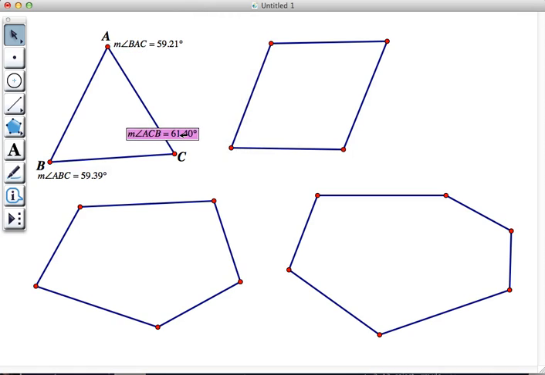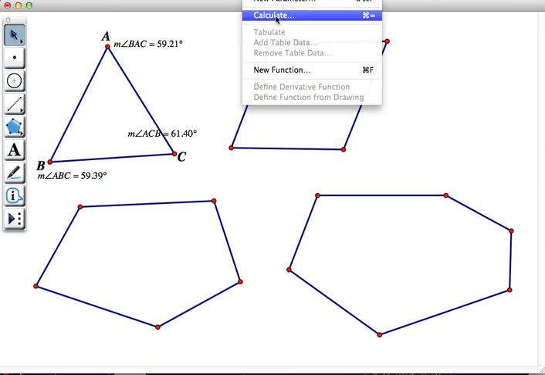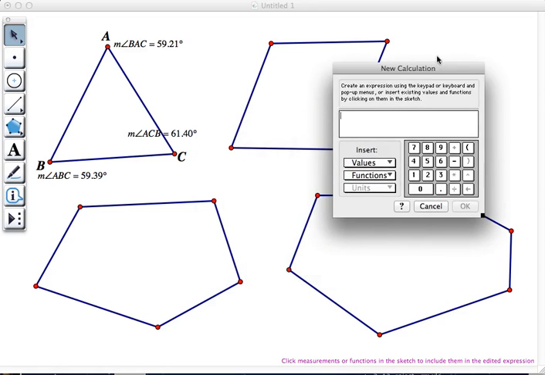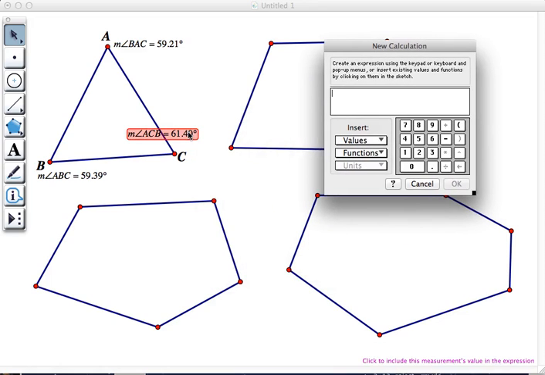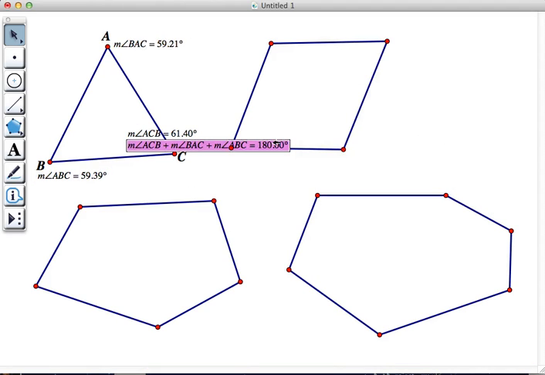Now, to prove that these all equal 180 degrees, remember that we could go to our measure, actually I take that back, number, then calculate, and we could click on these and go this angle plus this angle plus this angle equals, and you can see that they equal 180 degrees, which is terrific. So all the angles of a triangle equal 180 degrees, and this should be no surprise to us because we've been studying it.